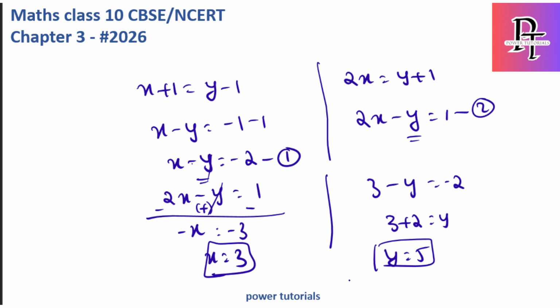So the fraction is, what is the fraction? x by y. So it should be 3 by 5.